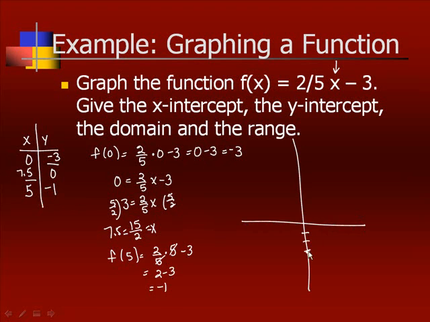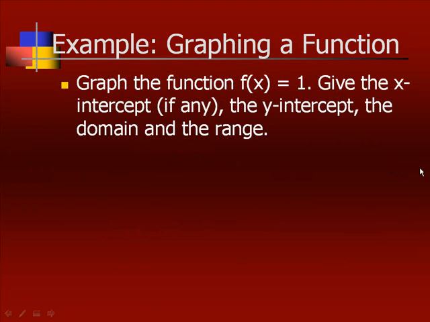It crosses the y-axis at -3. It crosses the x-axis at 7.5. Over 5, down 1 is another point on the line. We do get 3 points that line up. That would be the graph. Domain: the graph goes all the way to the left and all the way to the right, so domain would be all real numbers. Range: the graph goes all the way down and all the way up, so the range would also be all real numbers.